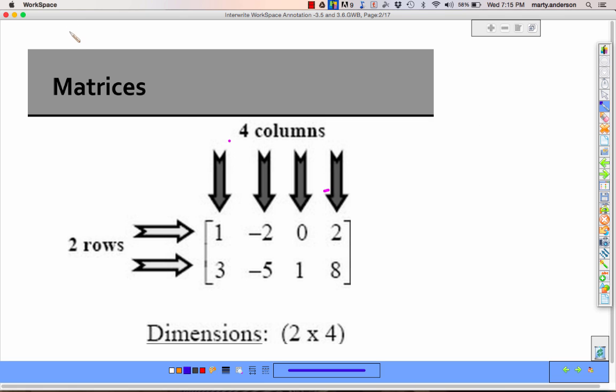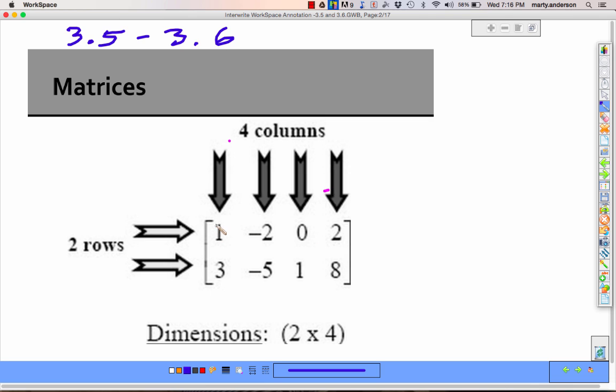Okay, this is 3.5 and 3.6. You should have a handout to go along with this. You've seen matrices before, so the 3.5 part is actually pretty quick and easy. So let's get on with it.